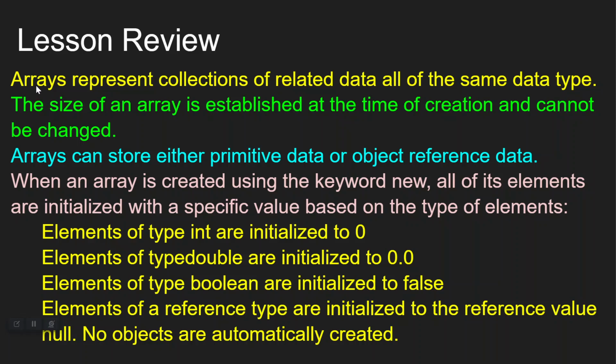All right, guys, well, with that, we're to our lesson review. So let's go ahead and just run through it. Arrays represent collections of related data, all of the same data type. The size of an array is established at the time of creation and cannot be changed. They are immutable. Arrays can store either primitive data types or object reference data. When an array is first created using the keyword new, all of its elements are initialized with a specific value based on the type of elements. So again, ints are initialized to 0, doubles are 0.0, booleans are set to false, and then reference data types are always null. And there you go.